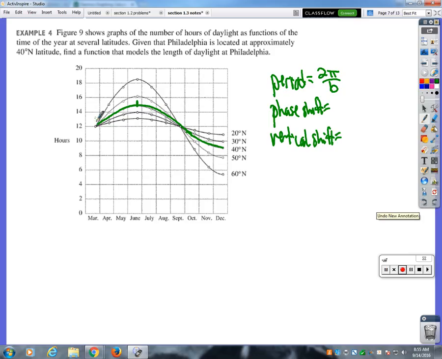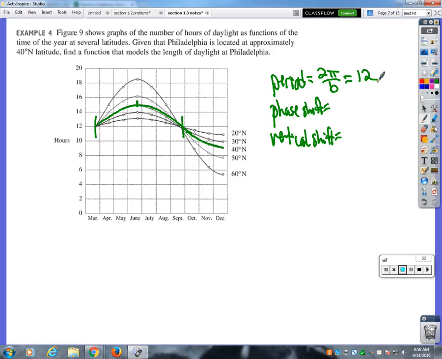If I go from here to here, how much of a period have I shown? Half. Half, because April to up, down, and then back to there. So that is 1, 2, 3, 4, 5, 6 months. So a complete cycle would be a year, okay? That means the period is equal to 12.